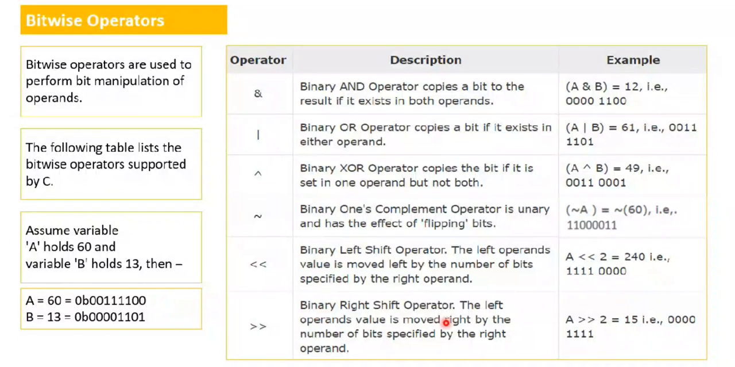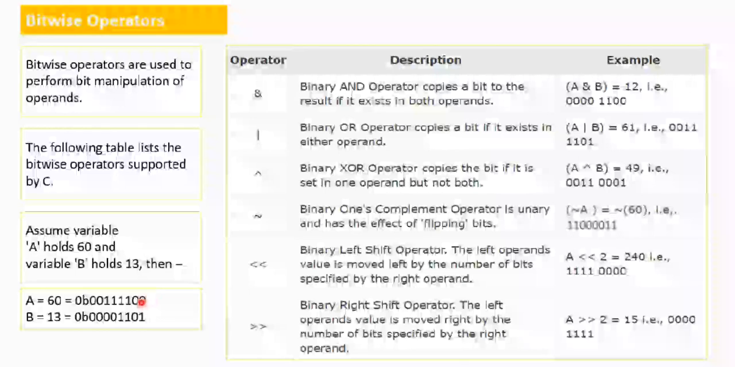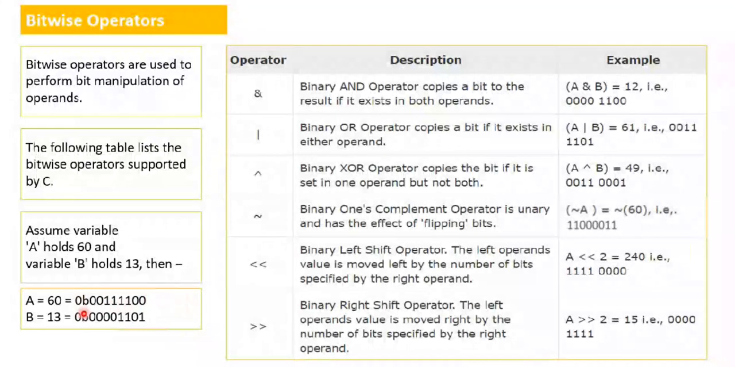Similarly for the right shift operator, A right shift 2 will give you 15. That means the bits will be shifted towards the right. These 0, 0 will be discarded and it becomes 0, 0, 0, 0, 1, 1, 1, which is 15. You can try various values and test the results of these operators in code blocks.